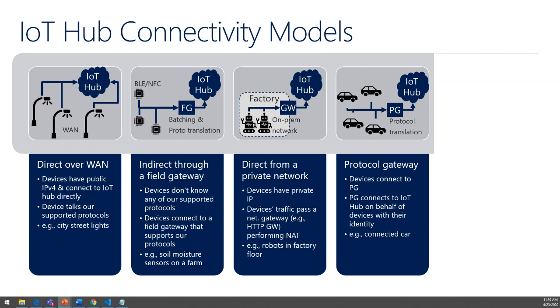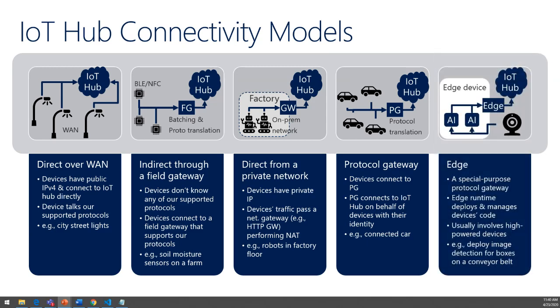Another one, not to be confused with the field gateway, is connecting devices through a protocol gateway. What this means is that the protocol gateway connects to IoT Hub on behalf of the devices, but with their identity. That is the key element here, how the protocol gateway is different from the field gateway, because you actually keep the identity of those devices and those go up to the hub. But you still have some sort of gateway device in the middle. Unlike the field gateway, where the devices don't have any of the supported protocols, and it's really just going through that field gateway.